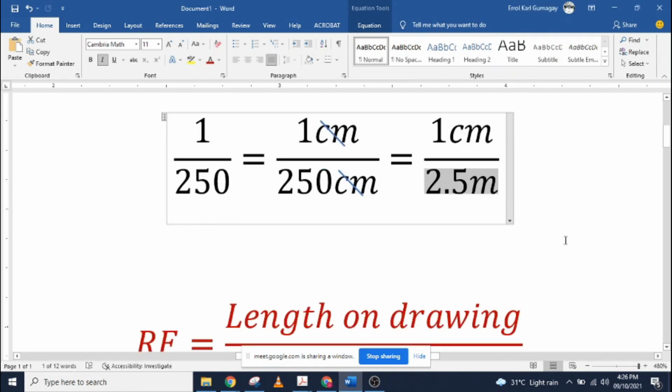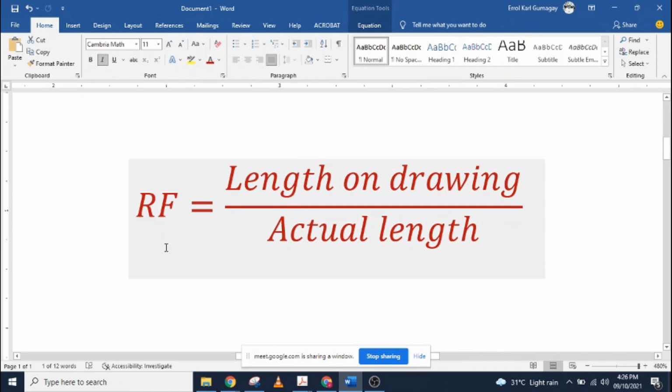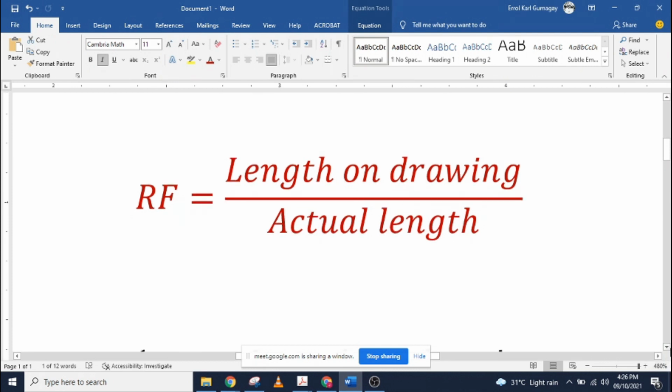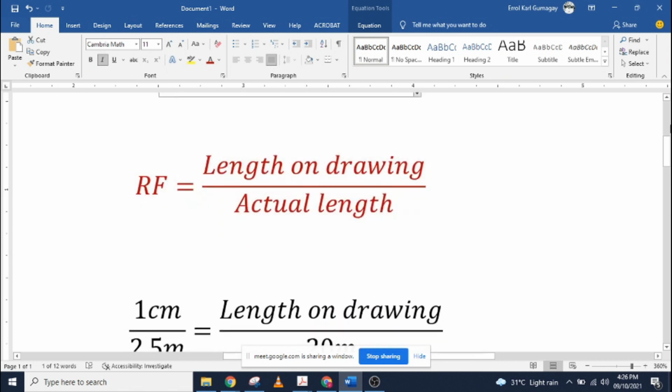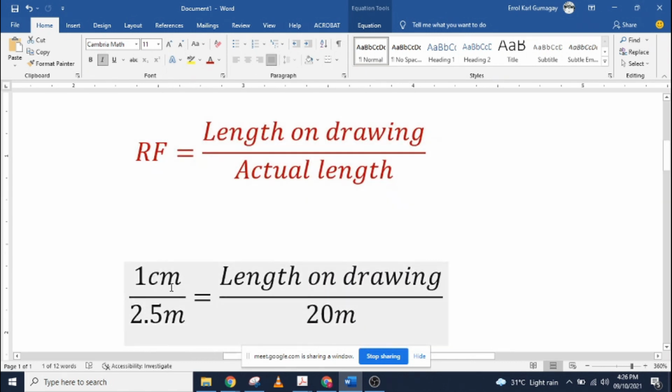Okay? Now, balikan natin yung definition natin ng representative fraction. Okay? We have length on drawing divided by actual length. So ito yung ating formula kanina. Na yung representative fraction is length on drawing, gaano siya kahaba sa drawing, over the actual length. Now, kung ang ating RF is itong 1 centimeter over 2.5 meters, okay, is equal to the length on the drawing divided by yung actual length natin na 20 meters.